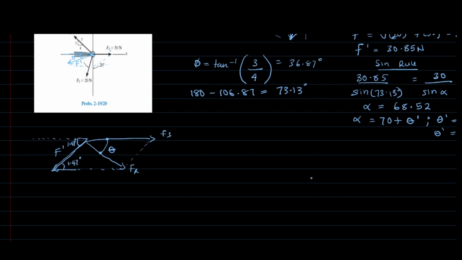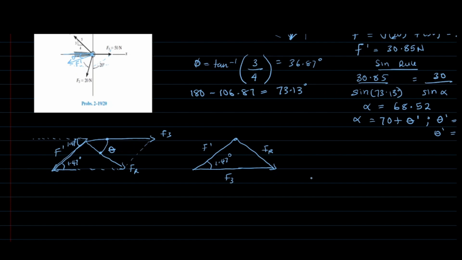Now I'm going to bring out this particular triangle. This is going to be, where do I draw it? At this point. Okay, so this is going to be FR. This is going to be F bar. This is the angle we know. And this is F3, by the way.